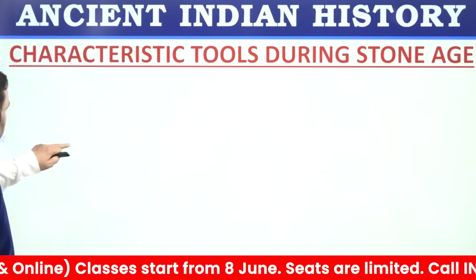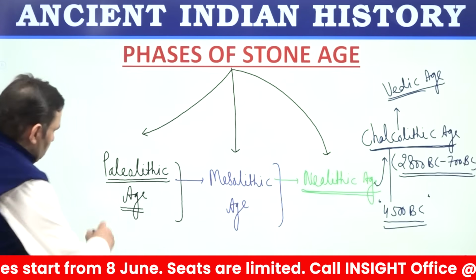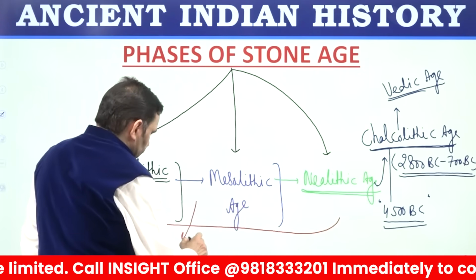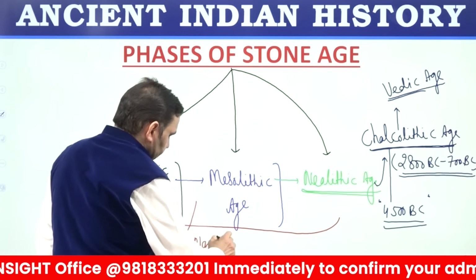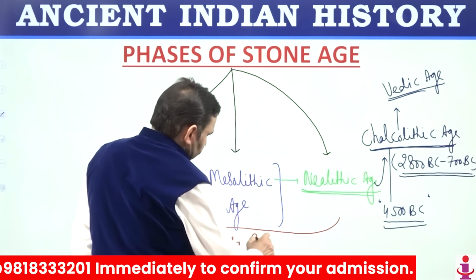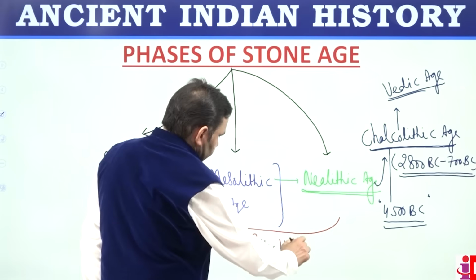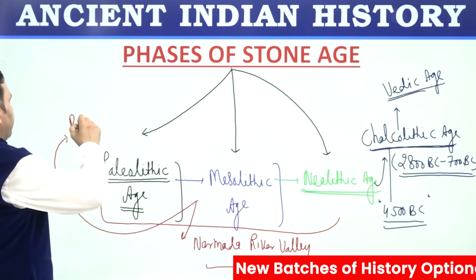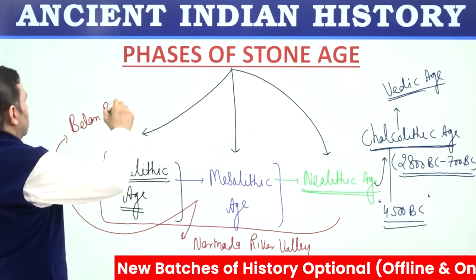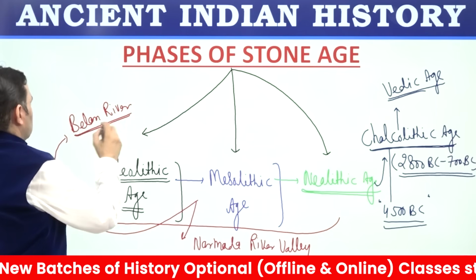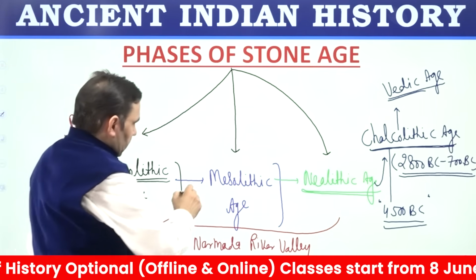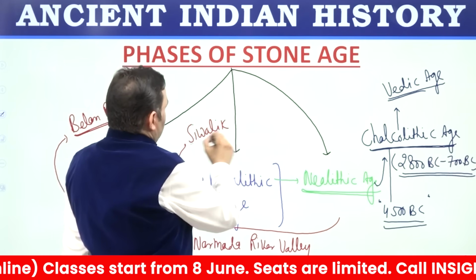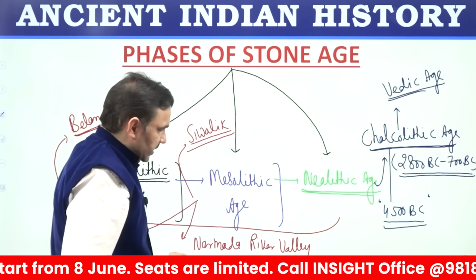Evidence about these three phases: there are some areas where we find all these three phases one after the other. In Narmada River Valley, Narmada in MP, we find evidence of all the three phases. In Baliyan River Valley, in Shivaliks also. Shivalik means outer Himalayas. So you find all the three phases one after another.